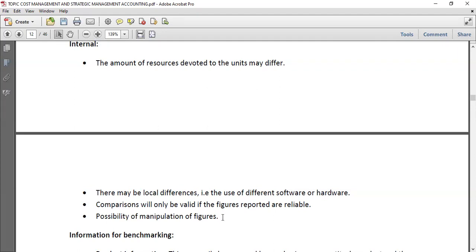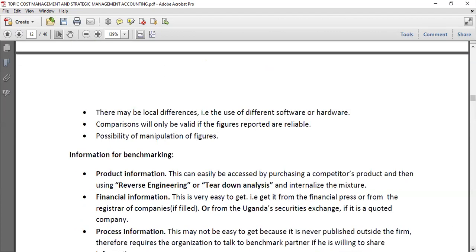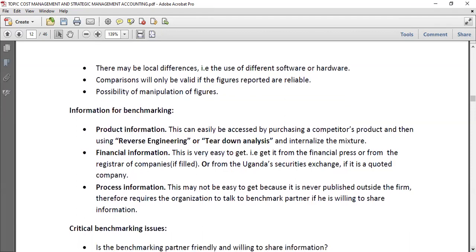There's also the possibility of manipulation of figures, okay? Especially when people know that they are being benchmarked, they can do the same thing, okay? So we also have information for benchmarking right there, as you can see: the product information, the financial information, process information, and so on.